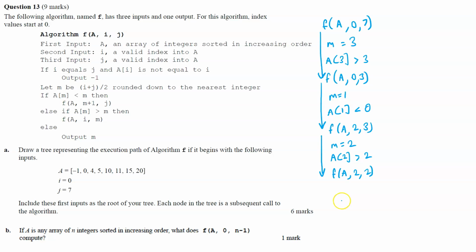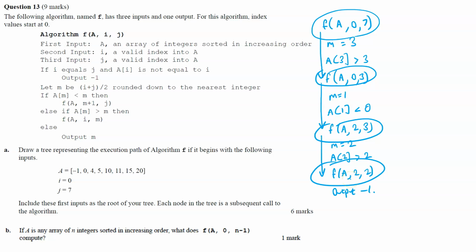And now we say if I equals j, which it does, and A of i is not equal to i, well, A of 2 is 0, 1, 2, which is not equal, and so we output -1 here. So our call tree is this bit here, 1, 2, 3, 4, or the tree representing the execution path.